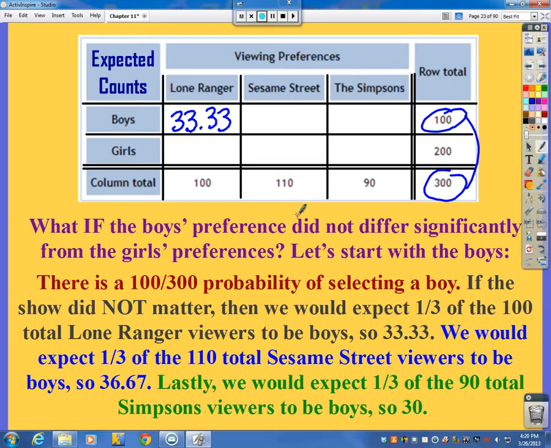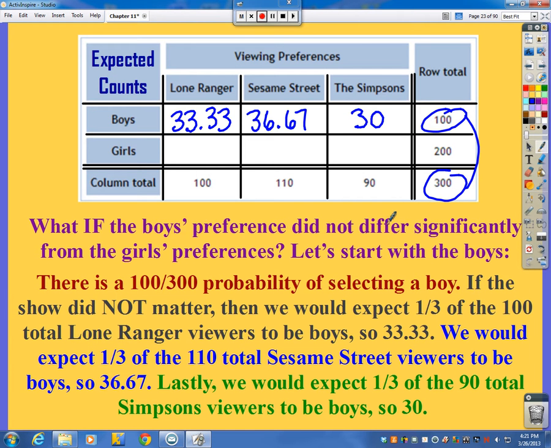We would expect 1/3 of the 110 Sesame Street viewers to be boys. So 1/3 of 110 makes 36.67. Lastly, we would expect 1/3 of the 90 Simpsons viewers to be boys. So 1/3 of 90 makes 30.